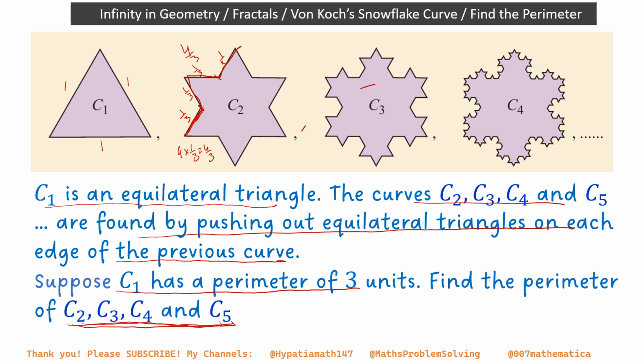So it would be 4 out of 3. This is 4 out of 3. This would be 4 out of 3. This would be 4 out of 3. And this would be 4 out of 3. That would be the perimeter.